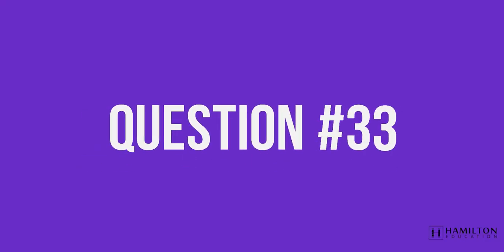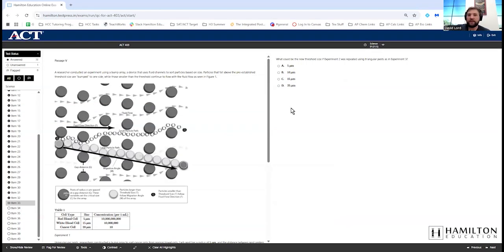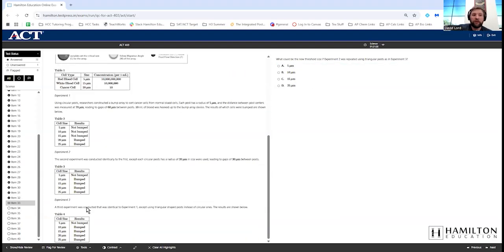All right, the last one for passage 5. What could be the new threshold size if experiment 2 is repeated using triangular post? Well, I would imagine since experiment 3 had similar results to experiment 1 with triangle, making it have a bigger triangle would probably make it be further bumped. So I'd probably guess 5 or less. I would definitely not guess it would get less. The threshold size would get more like the first one because the triangle posts got bigger or seemed to block them more. So, but yes, 5 is there, so I'd probably pick that as the best answer.